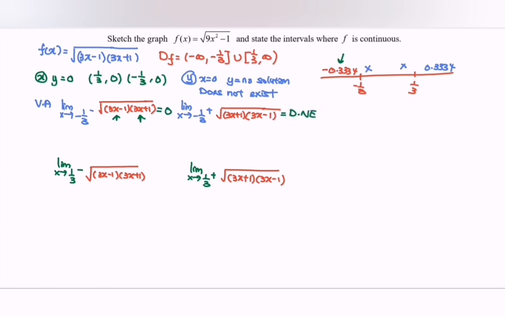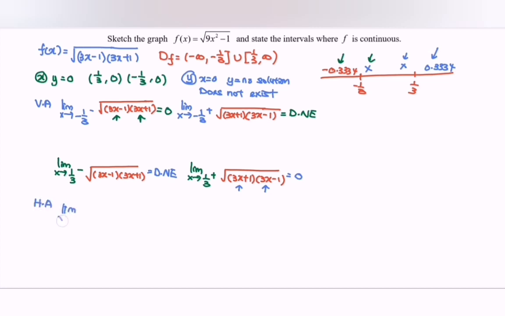So you may refer to the number line. Continue. If we substitute in this part, for sure we will have does not exist. Again, for this part, if we substitute, we will have the value approaching 0. Same goes to this part. So the limit when x approaches 1 over 3 from the right, we will have the value of y approaching 0. Continue. We have the horizontal asymptote.